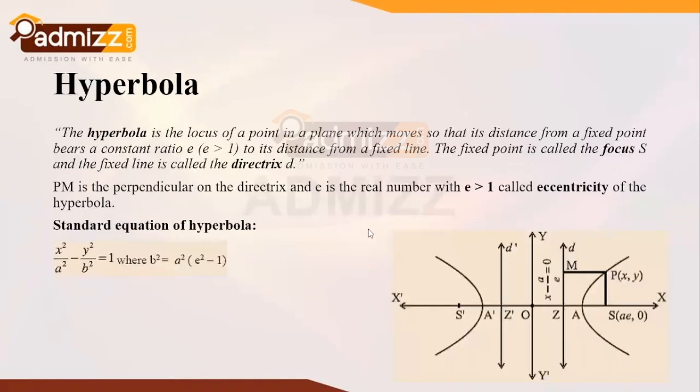Now moving ahead with the last part of the chapter, that is the hyperbola. So hyperbola, according to the definition, is the locus of a point in a plane which moves so that its distance from a fixed point bears a constant ratio, wherein this ratio E is greater than 1, to its distance from a fixed line. And this fixed point is called the focus and the fixed line is called the directrix. Now PM is once again the perpendicular on the directrix, and E is the real number, wherein E is greater than 1, which is called the eccentricity of the hyperbola.